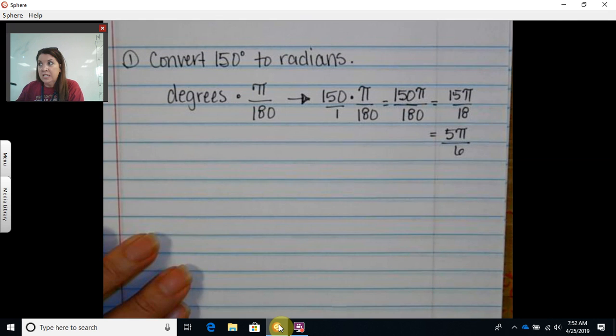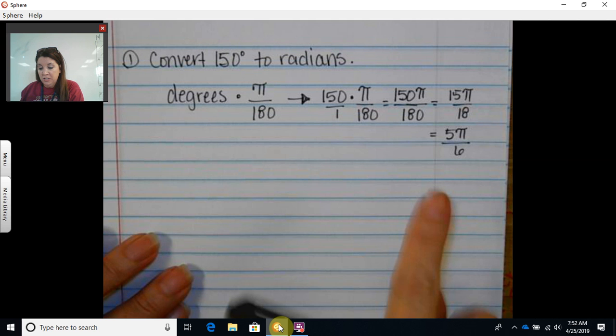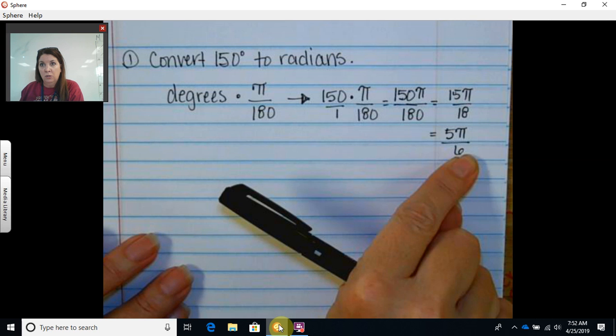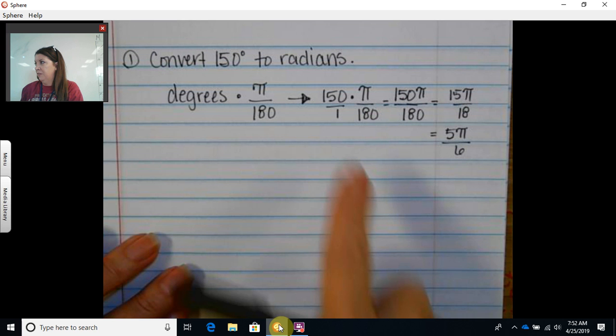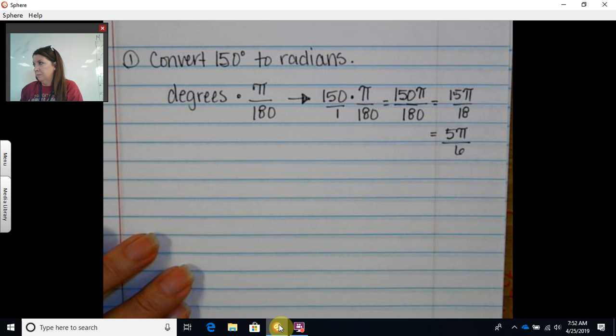So if we were to take our radius out of the circle and put it around the circle, 5 pi over 6 is equivalent to approximately 2.6 radians, or radii. So it'd go around, and you'd fit 1, 2, and about 6/10 more of a radius at 150 degrees. Does that make sense? Okay, so now let's just go the opposite direction.